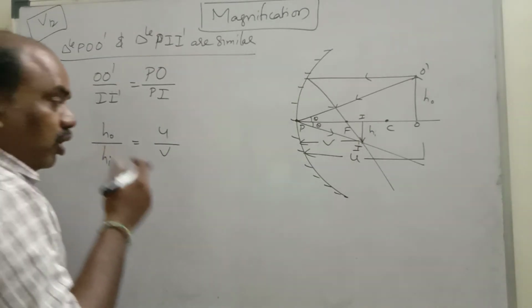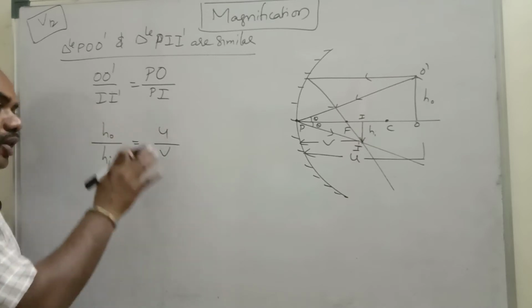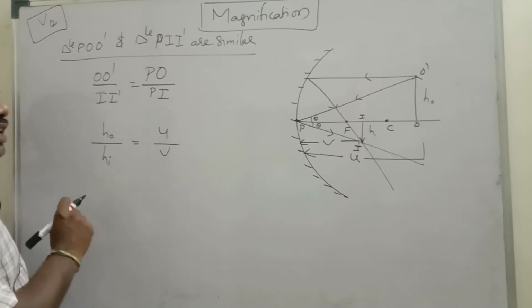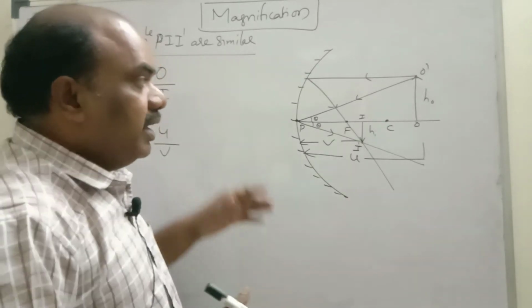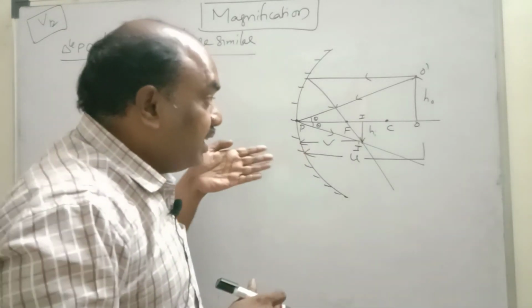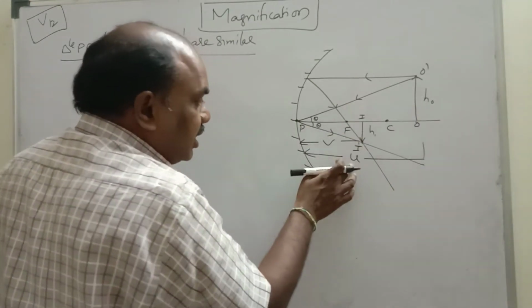Before confirming this formula, we need to do the sign convention. Sign convention rules you know very well. First rule: all distances must be measured from the pole. I am measuring from the pole. Pole to object, object distance u.